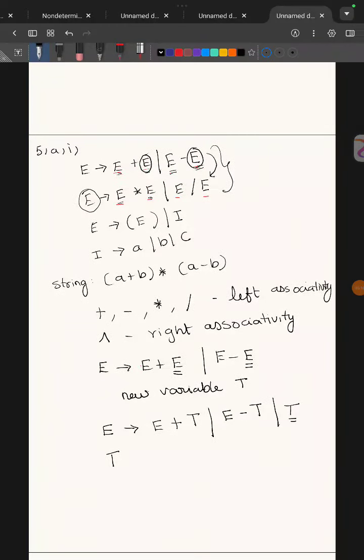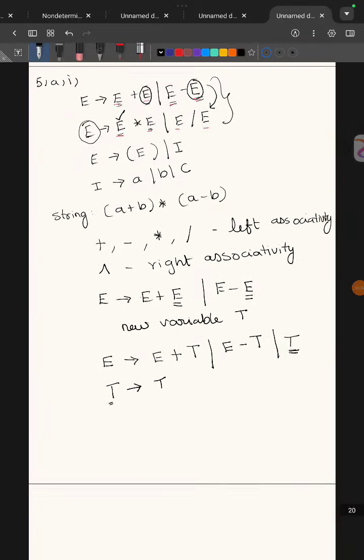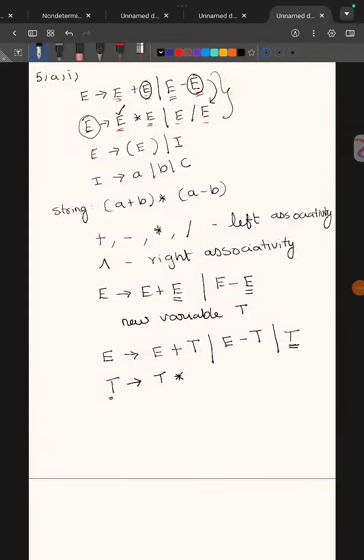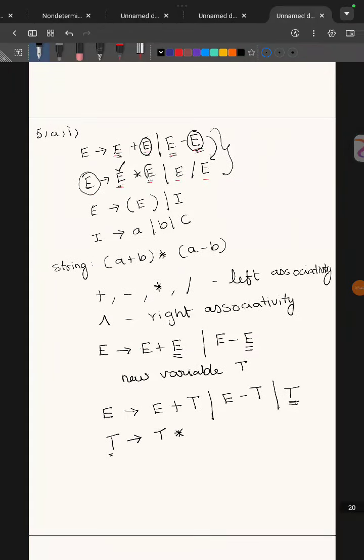We have to have some associativity, which means we have to have some sort of relation between rule number 1 and rule number 2. That's why we are having a T over here. Now the T will derive E star E. Instead of writing E star E, we have replaced this E with T, so this E will become T. The star will be star only. Now we are removing this also because this also has ambiguity.